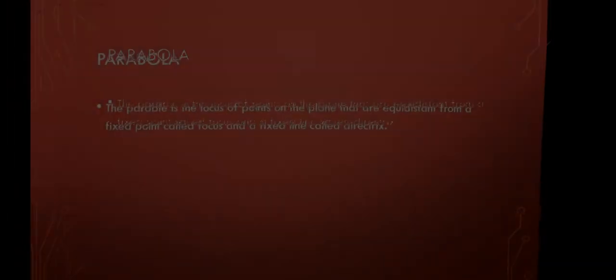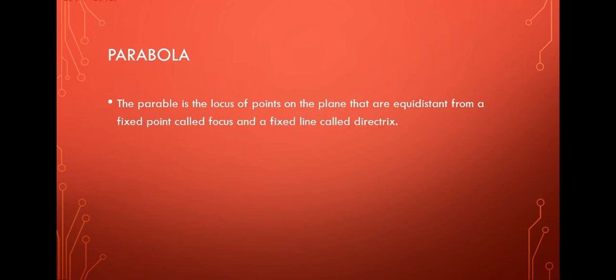My name is Jose Ruiz. I'm going to talk about the parabola. The parabola is the locus of the points on the plane that are equidistant from a fixed point called the focus and a fixed line called the directrix.